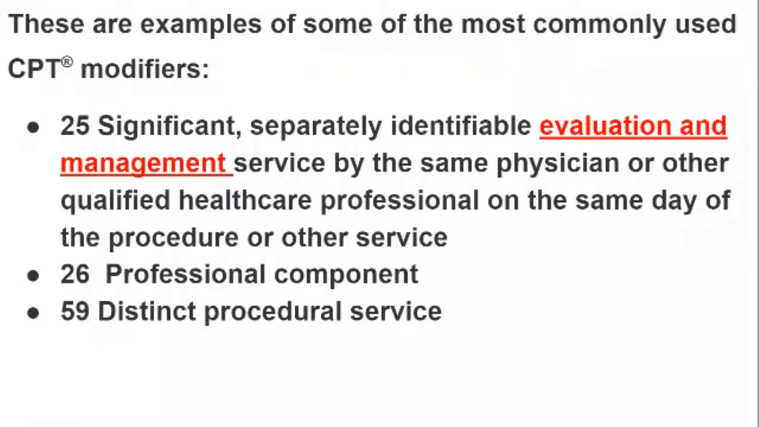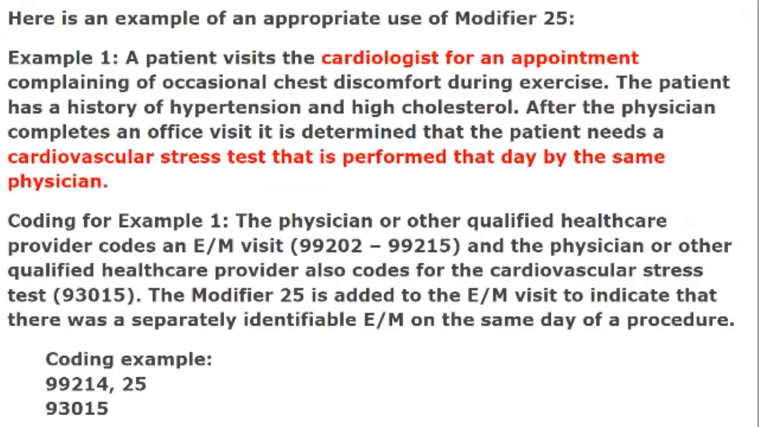So 25, I'm not going to tell you every single time you use a 25 it's going to be an evaluation and management, but I'm going to say 99% of the time, 25 is only used in evaluation and management. 26 is professional component, and 59 is distinct procedural service. Now, I'm going to give you some examples. We're going to look at some clinical scenarios.